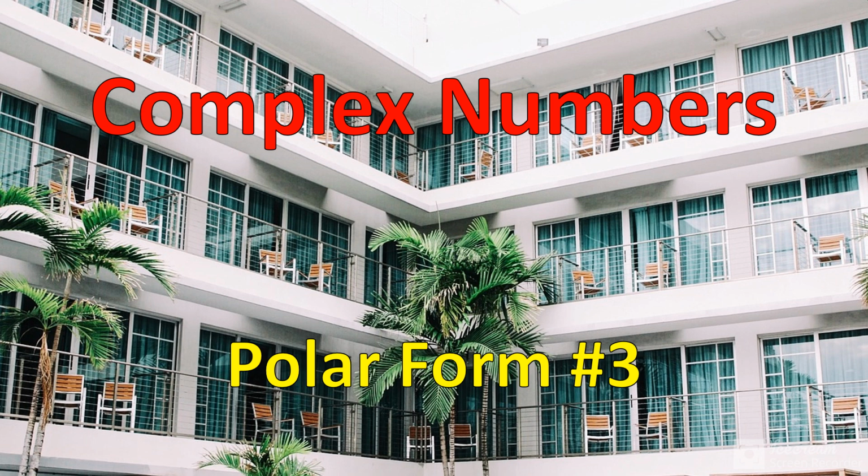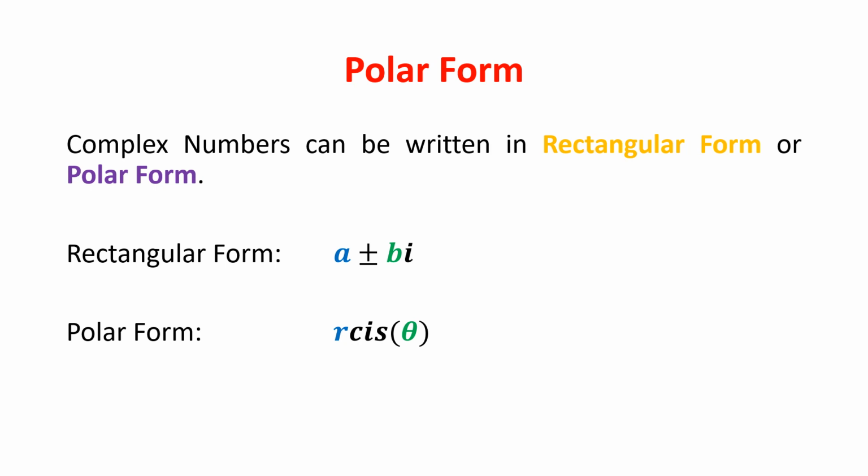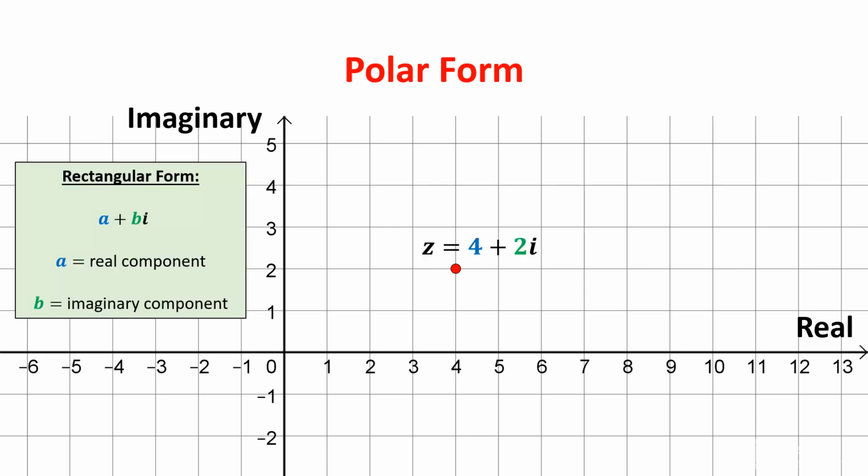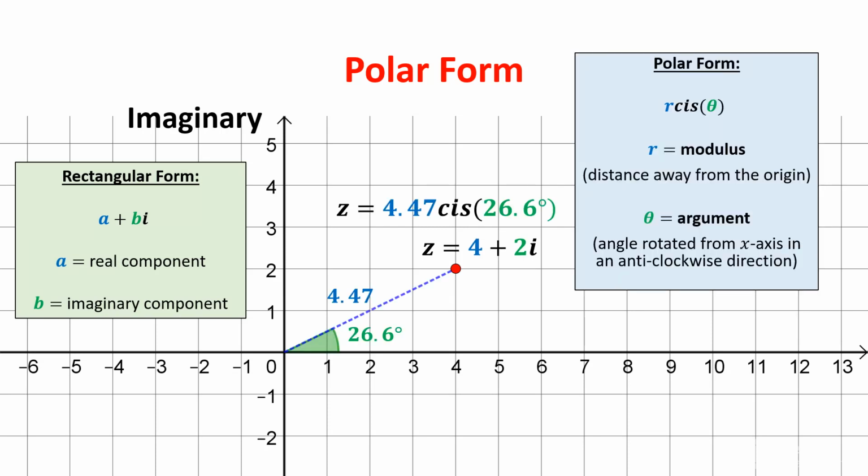We're at our next complex numbers video, our third video for polar form. Now we know complex numbers can be written in either rectangular or polar form. In our Argand diagram, in rectangular form, we'd talk about 4 real and 2 imaginary parts. But in polar form, we talk about a modulus 4.47 and an argument 26.6 degrees.